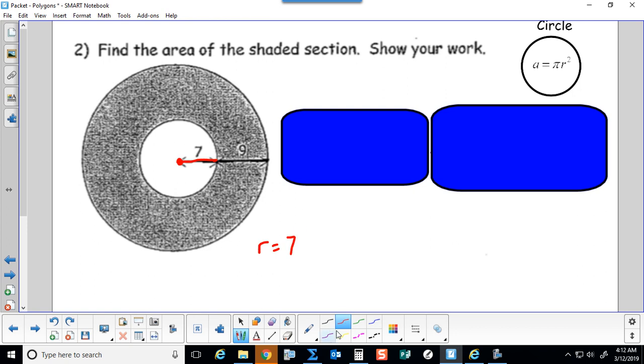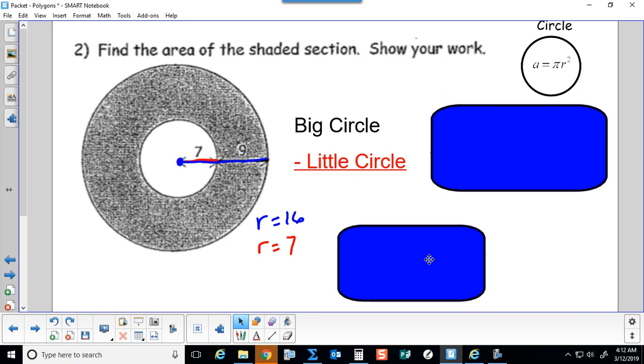And the big circle, this is the center of the big circle, and the radius goes 7 plus 9. So the radius of the big circle is 16. So in order to find the shaded region, take the area of the big circle minus the area of the little circle.